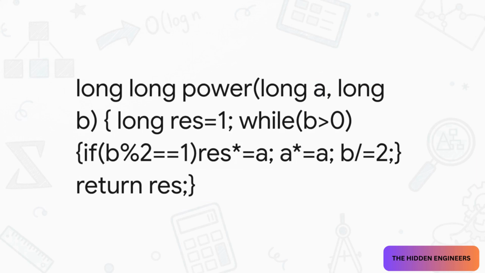The magic is really in how it plays with the power, which is b. So, long power(long a, long b). We start with a result of 1, then, while b is greater than 0, inside the loop, if b is odd, if b % 2 equals 1, we multiply our current a into the final result. And then, here's the clever part. a *= a and b /= 2. We square a and we halve b in every single step. This process just systematically builds the final answer in logarithmic time. It's a fantastic trick to have up your sleeve.